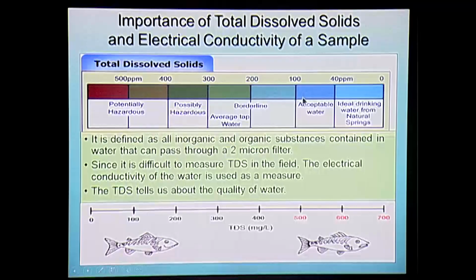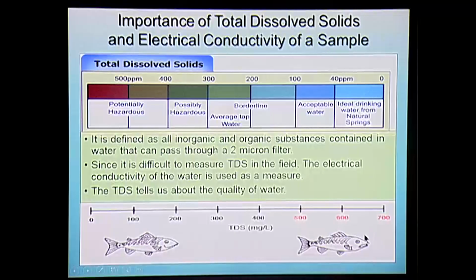The total dissolved solids is defined as the amount of organic and inorganic ions present in a water sample. So how does it help us to determine how the water is in an ecosystem, or what is the use of measuring TDS? As you can see here, the acceptable borderline for water is 200 ppm. Above that, we can say that the water is hazardous.